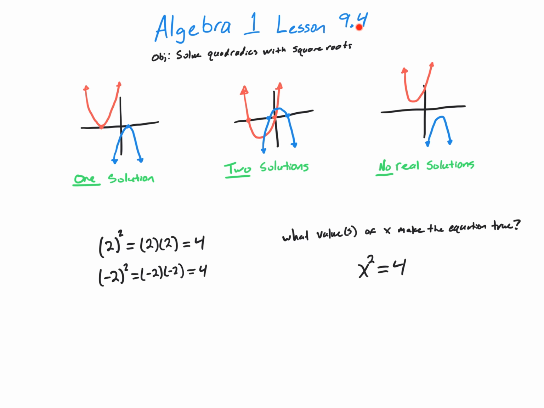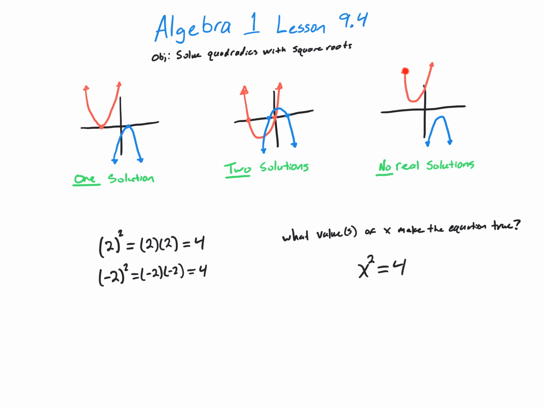This is lesson 9.4. Our objective is, how do you solve quadratics using square roots? As you recall from lesson 9.3, when we were graphing and solving, we can end up with one solution if just the vertex is on the x-axis, like this red one or this blue one. We can also have the vertex below or above the x-axis and it crosses twice, meaning we'd have two solutions, like these two red ones or these two blue ones.